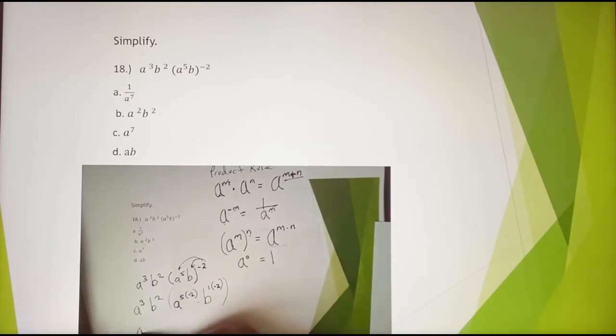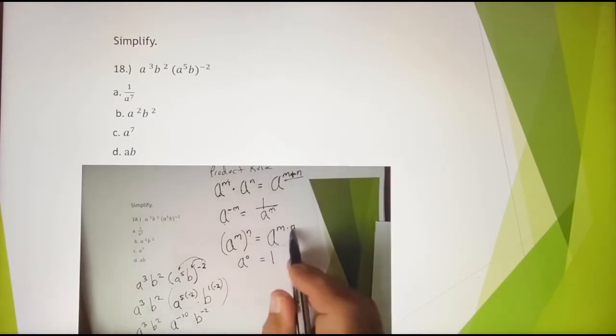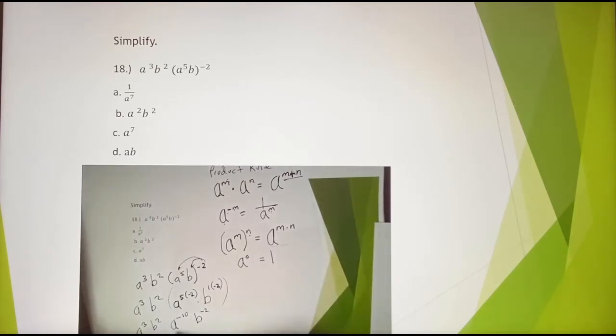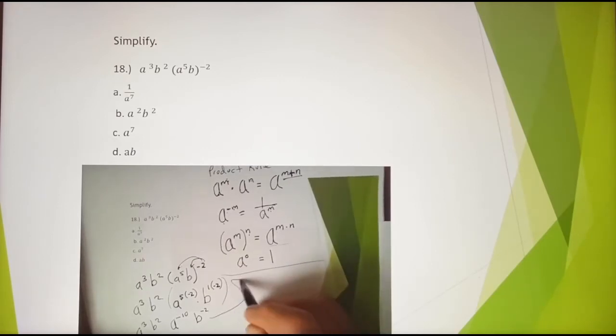So I'm just going to rewrite the beginning here, a cubed b squared, and then I've got a, just copy that over, a, and 5 times -2. If I've got a positive times a negative, it's a negative, and 2 times 5 is 10. So I get -10 there. And then on this one, I've got a 1 times a -2. So I got b to the -2 power. I don't really need the parentheses anymore because I've gone ahead and dealt with it using the power of the power rule.